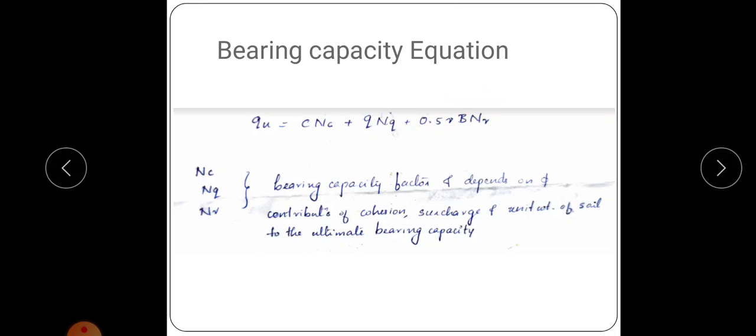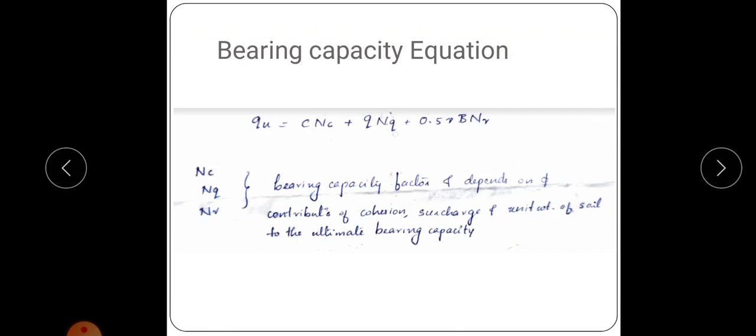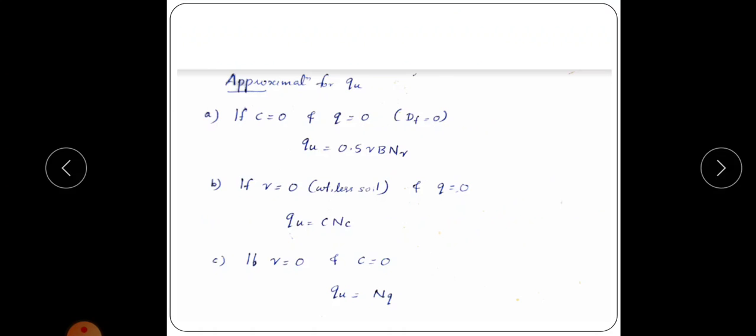So in this equation there are three components. First, the contribution of cohesion, then the contribution of surcharge, and the contribution of unit weight of the soil to the ultimate bearing capacity. So this is cohesion, then surcharge, then unit weight. This is the bearing capacity equation for a strip footing. Next, in this equation there are some special cases, that is, approximations for Qu.